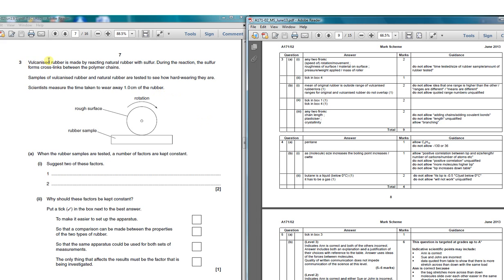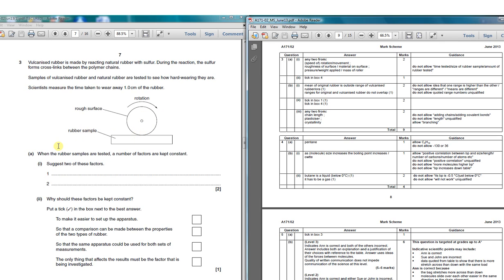It says vulcanized rubber is made by reacting natural rubber with sulfur. During the reaction, the sulfur forms cross links between the polymer chains. Samples of vulcanized rubber and natural rubber are tested to see how hard wearing they are, and scientists measure the time taken to wear away 1 centimetre of the rubber. So you have a little picture there. You've got your sample of rubber underneath. You have a round roller with a rough surface, and it is rotating round and round, so that rough surface will eventually wear away your rubber sample.